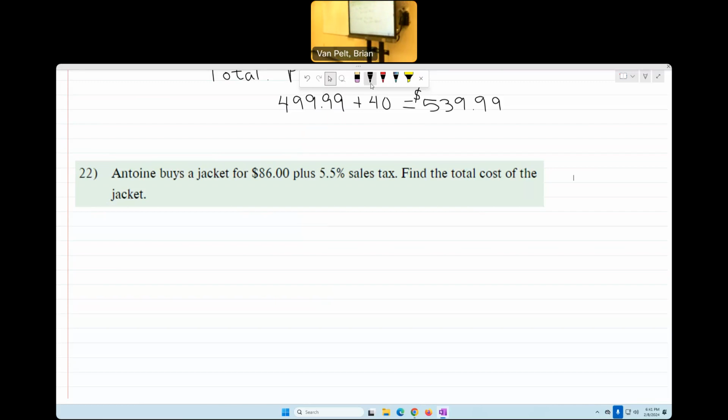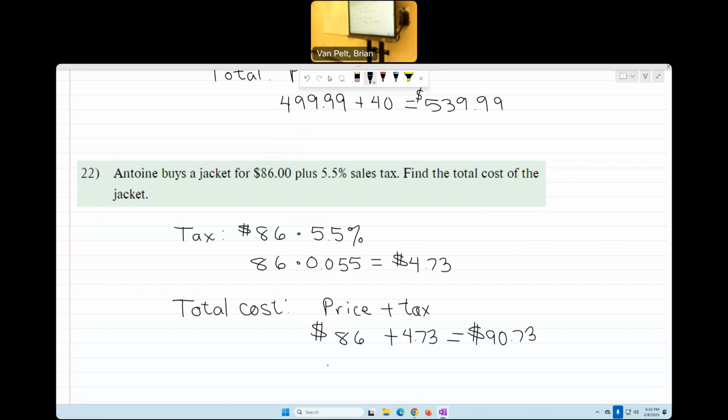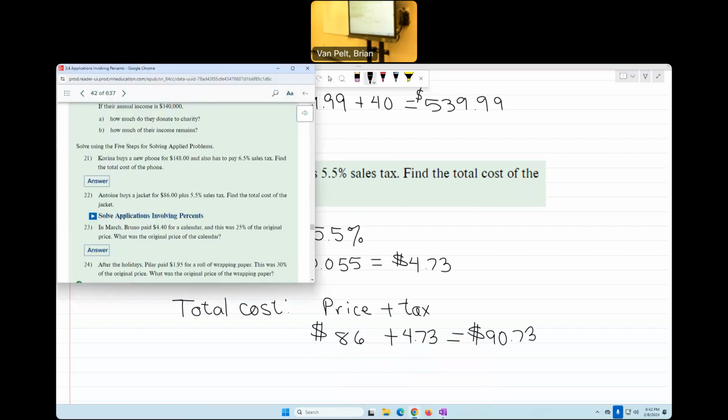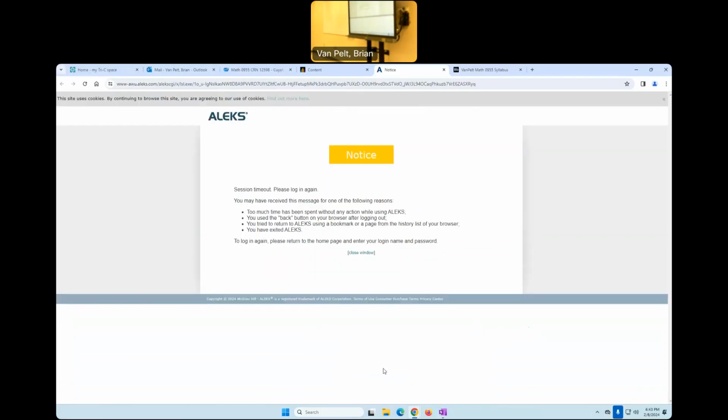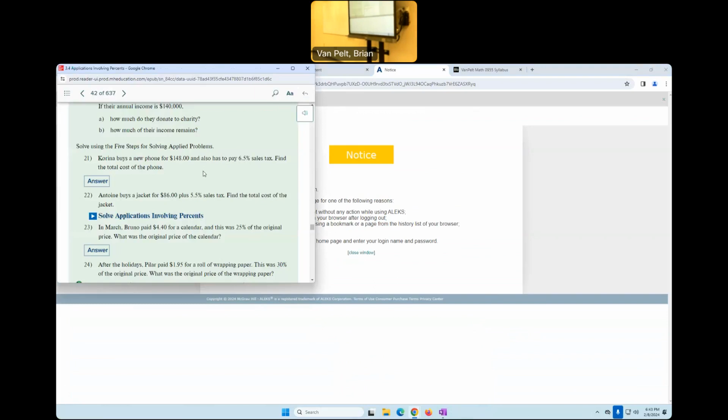I'd like to get to the other styles of the problems. This one is not that bad simply because this is something you do in life. You're familiar with this process. Some other ones will not be so familiar. Oh, did you see what happened? It logged me out.